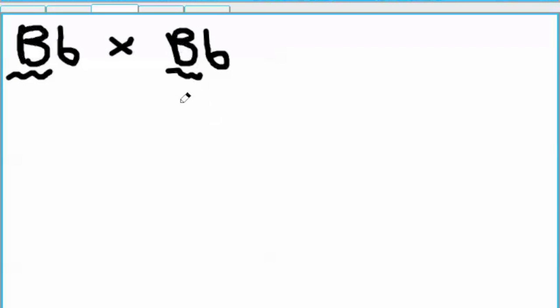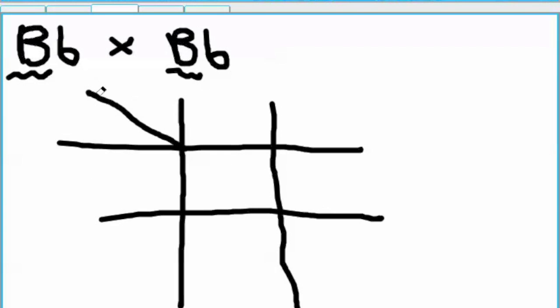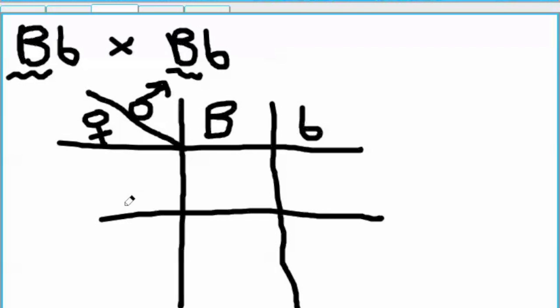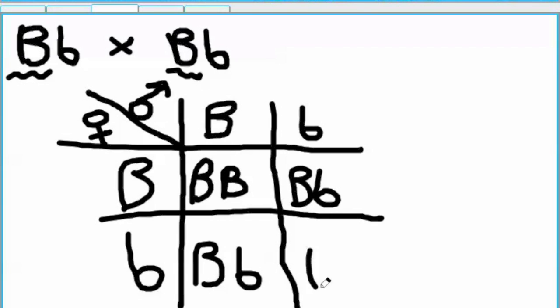Let's cross, as a second example, two heterozygous individuals with genotypes big B little b and big B little b. Because they're heterozygous, they will express their dominant allele, which means that both of these individuals have brown eyes. Once again, we'll start with our tic-tac-toe board. We'll divide our first cell. We'll put our father here and our mother here. Then we split up each parent's alleles. Big B, little b, big B, and little b. To complete the Punnett square, we once again bring over our mother's alleles and we bring down our father's alleles.